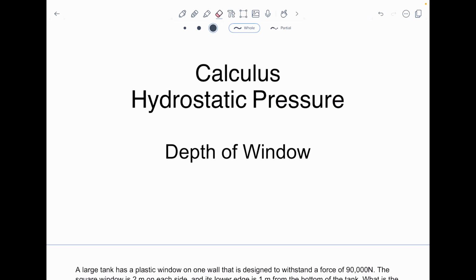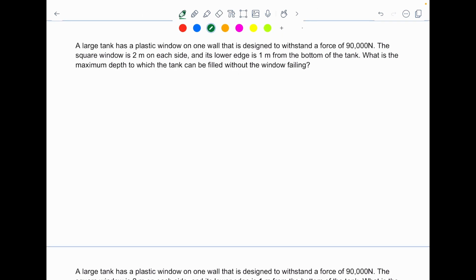I'm going to use what I know about hydrostatic pressure, or the pressure of water at rest, to figure out how deep I can have a particular window in a tank. We've got a plastic window, and it's only designed to withstand a force of 90,000 newtons. We have the dimensions of this window, and we know that it is 1 meter from the bottom of the tank. So our question is, what's the maximum depth to which the tank can be filled without this window failing?